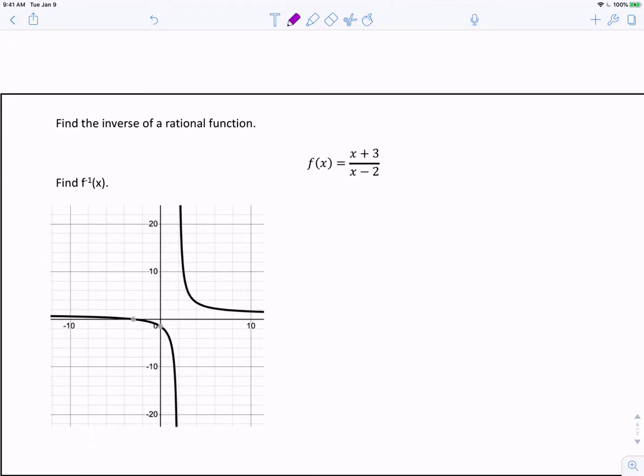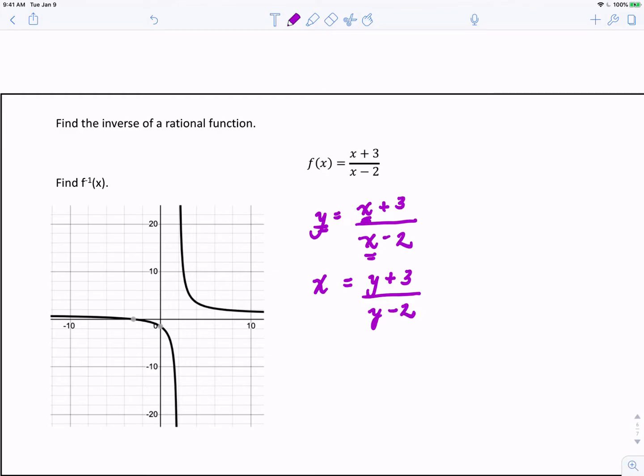Let's find the inverse of a rational function. Now, of all the ones we've done, these take just a little bit more work. They're not difficult, but they just take a little more work. And we can see that this rational function is 1-to-1, so we don't need to restrict the domain. We'll go into y notation. We'll interchange x and y. So where we see y, we're going to replace it with x. And where we see x, we're going to replace it with y. So this is how that will start.